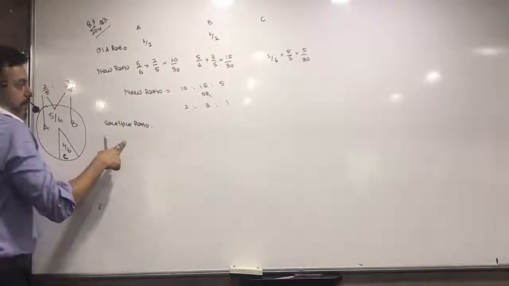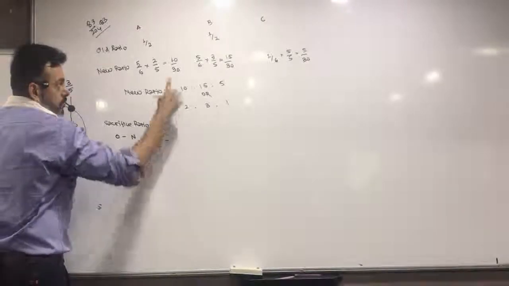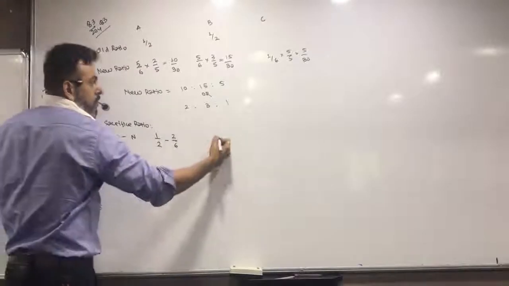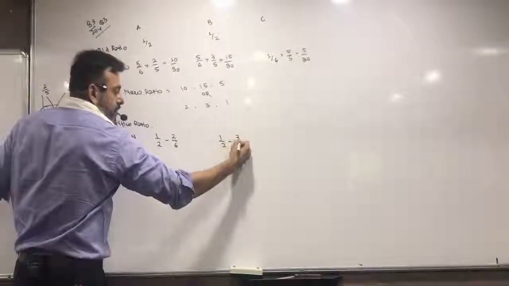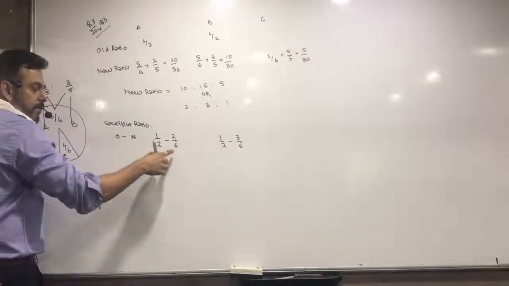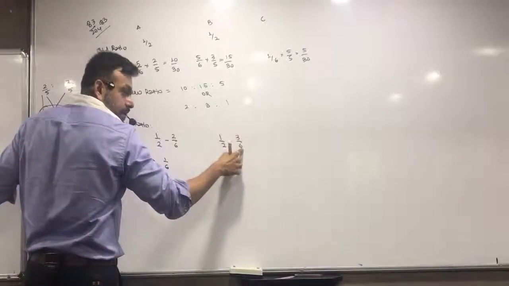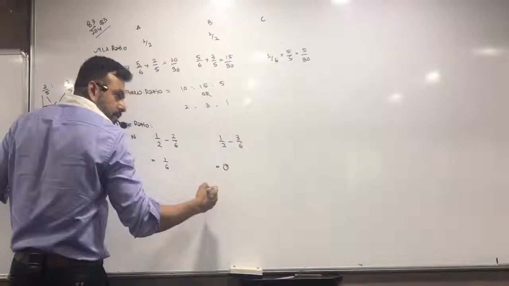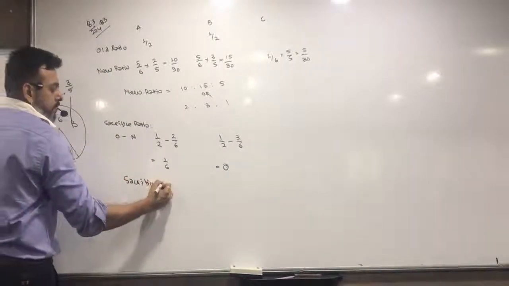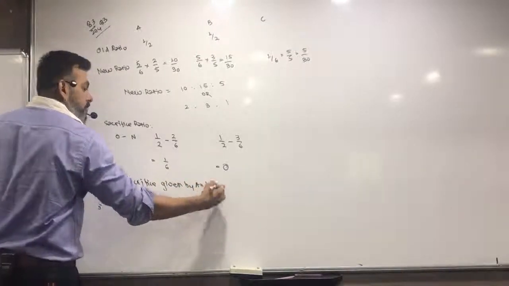Now sacrifice ratio is old minus new, which is equal to 1 by 2 minus, can I say 2 by 6? And over here 1 by 2 minus 3 by 6. Now over here 6 is the LCM, so 3 minus 2, so 1 by 6. And over here this is also 1 by 2, this is also 1 by 2, it becomes 0. So only sacrifice is given by A, 1 by 6.